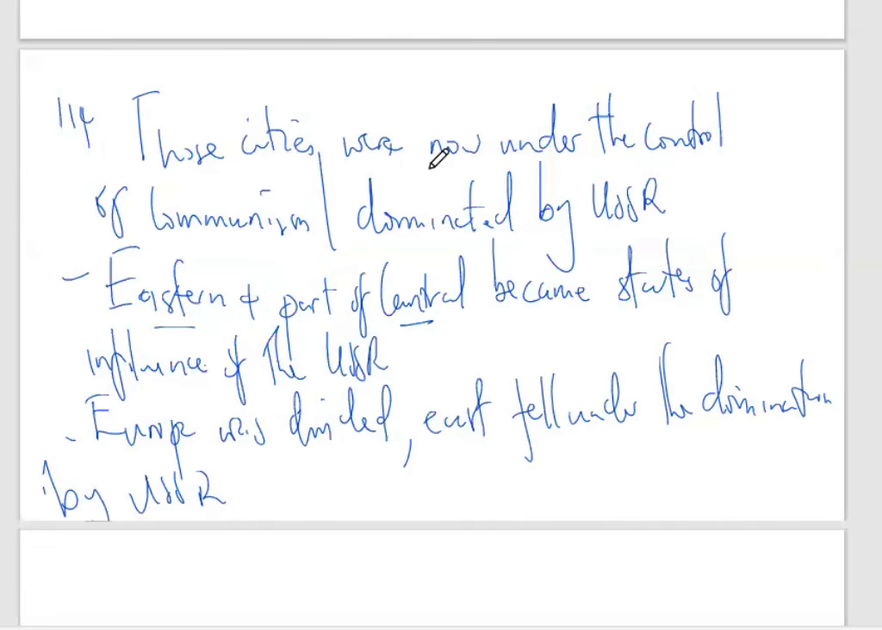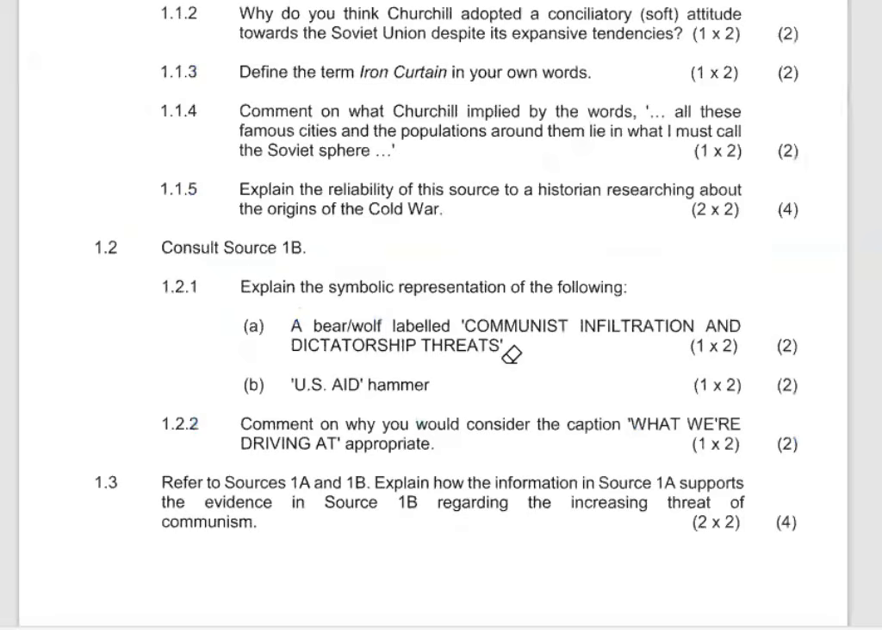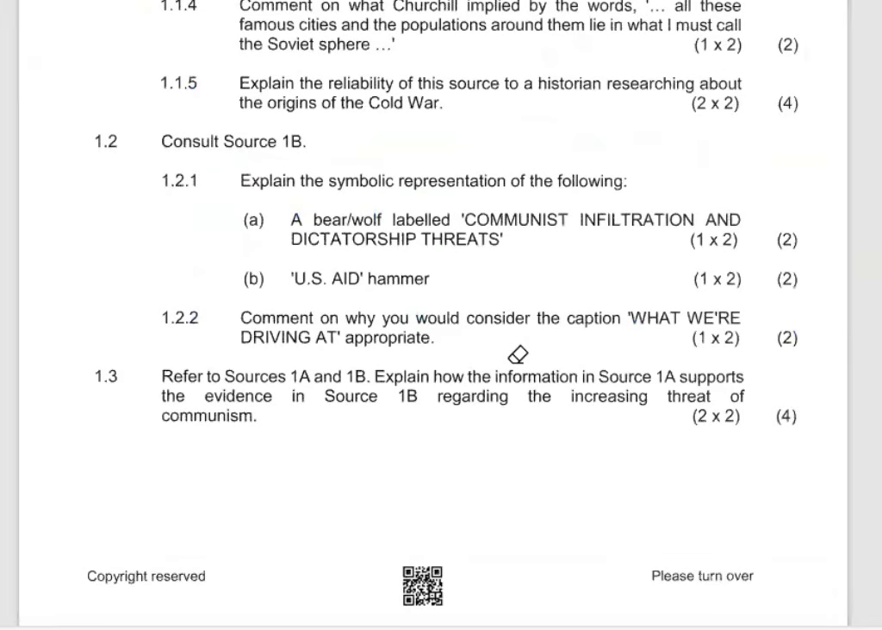Right, moving on to the next question. Next question is talking about number 115. Explain the reliability of this source to a historian researching about the origins of the Cold War. Reliability. Our question is focusing on the reliability of this particular source. What must we check here?